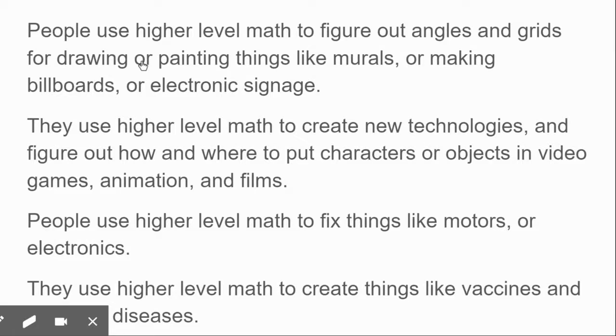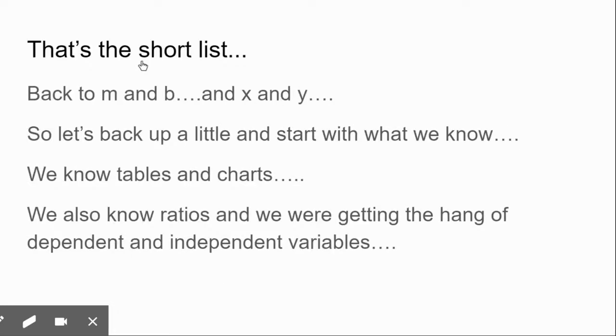People use higher level math to figure out angles and grids for drawing or painting things like murals, billboards, and electronic signage. They use higher level math to create new technologies and figure out where and how to put characters or objects in video games, animation, and films. People use higher level math to fix things like motors and electronics. And they also use higher level math to create things like vaccines and cures for diseases. So that's the short list.